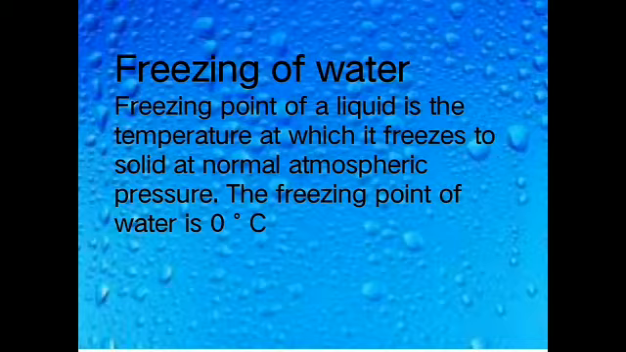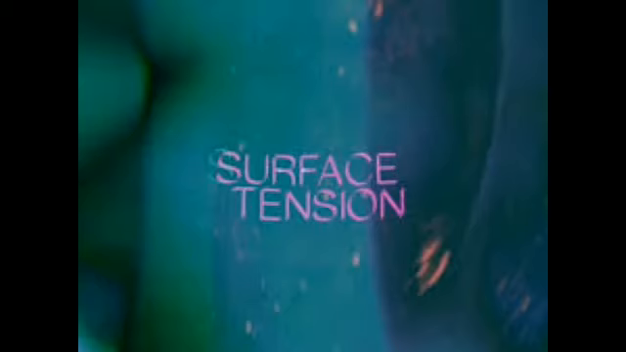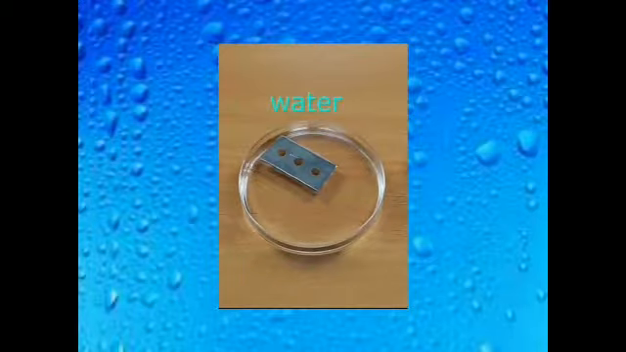Now we are going to discuss another characteristic of all liquids. It is surface tension. Have you seen certain insects moving on the surface of water? Have you ever thought how it is possible? Okay, now we are going to do an experiment. We have taken water in a vessel and then carefully place a blade on the surface. What do you observe? Yes, it can be seen that the blade does not sink, right? What could be the reason?